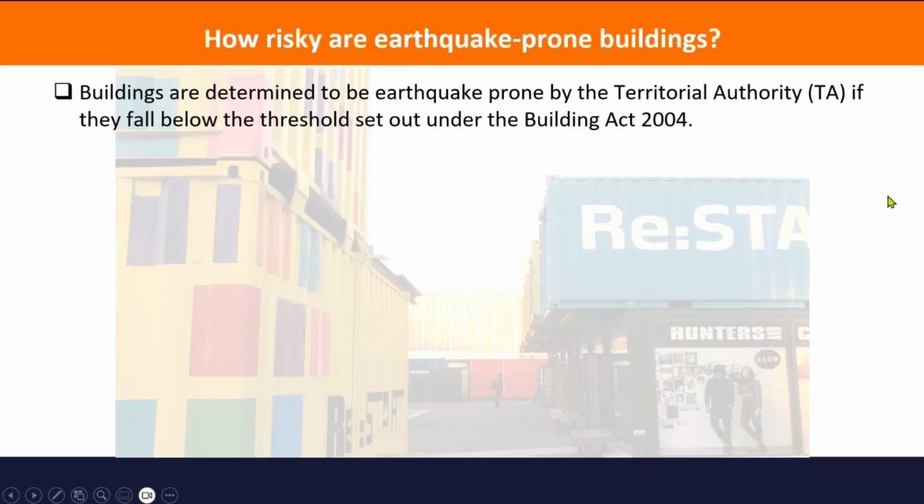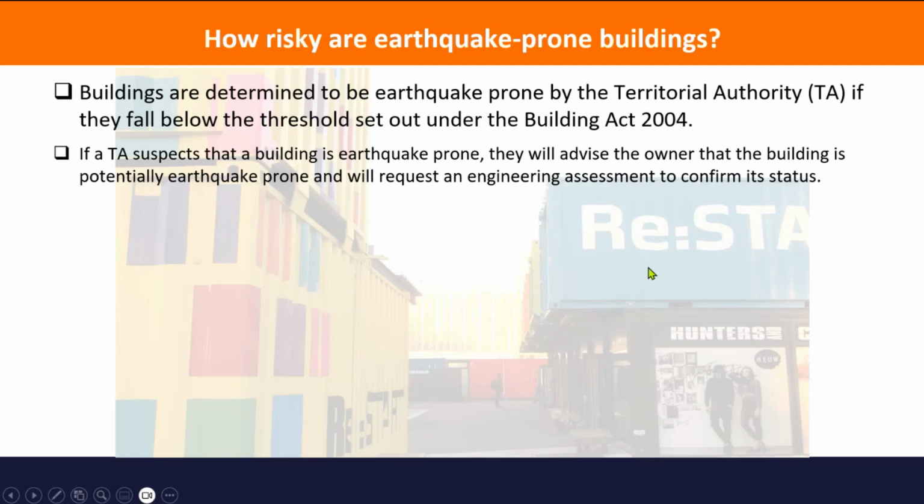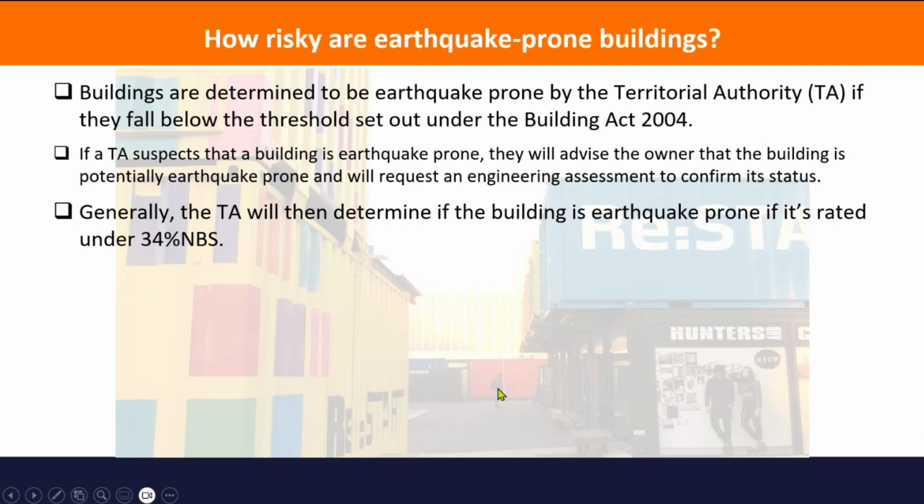So how risky are they? The territorial authority will tell you if your building's an earthquake-prone building. It's not the engineer. The engineer tells the client, and the client passes that on to the territorial authority. And the territorial authority will say, oh yes, that's going to be an earthquake-prone building. If it suspects that it is, it needs to tell the owner, get an assessment and act on the assessment. Generally, it's a pretty sure thing that the territorial authority will say you've got an earthquake-prone building if your rating is less than 34%.